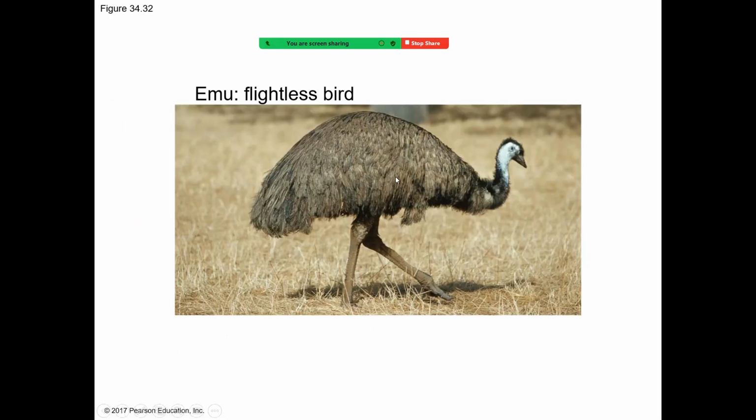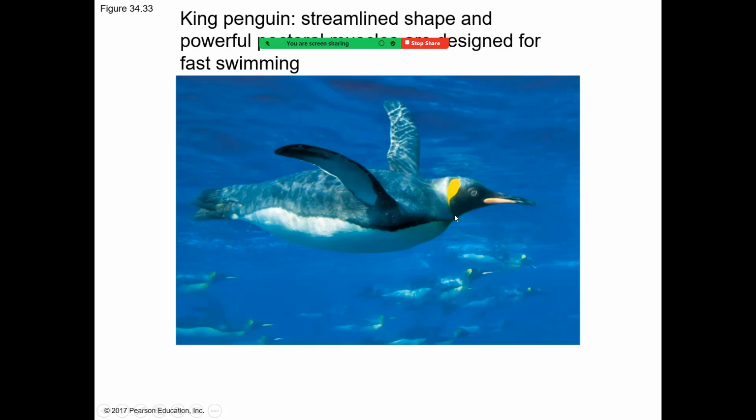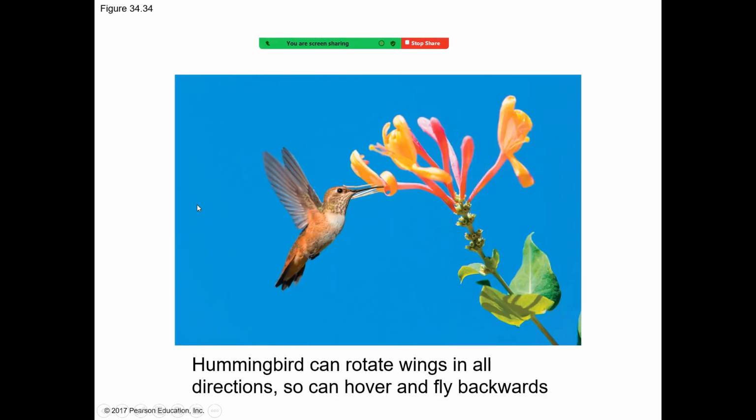Here's a flightless bird, emu. Ostrich is closely related to this. Here's a penguin, again, swimming, essentially flying underwater, so very fast swimmers. Hummingbirds are really unique because they can rotate their wings in all directions. Their shoulder sockets are able to rotate their wings forward and backwards so they can hover in a way that a helicopter can. And they also can fly backwards because of that unique shoulder rotation.